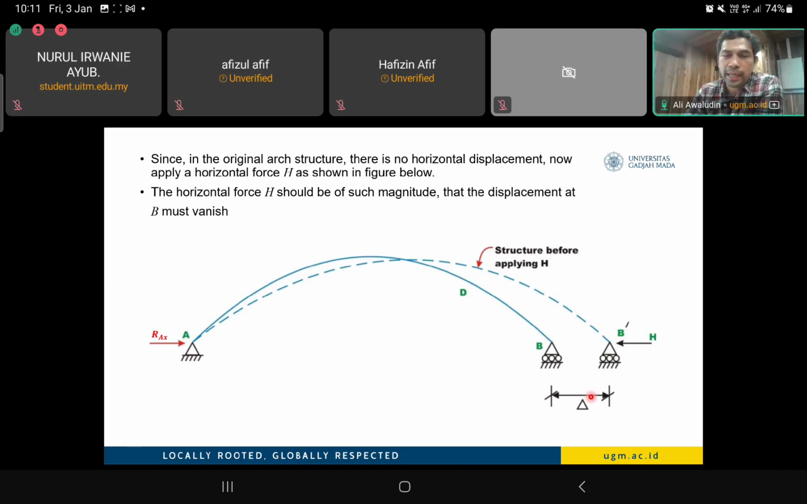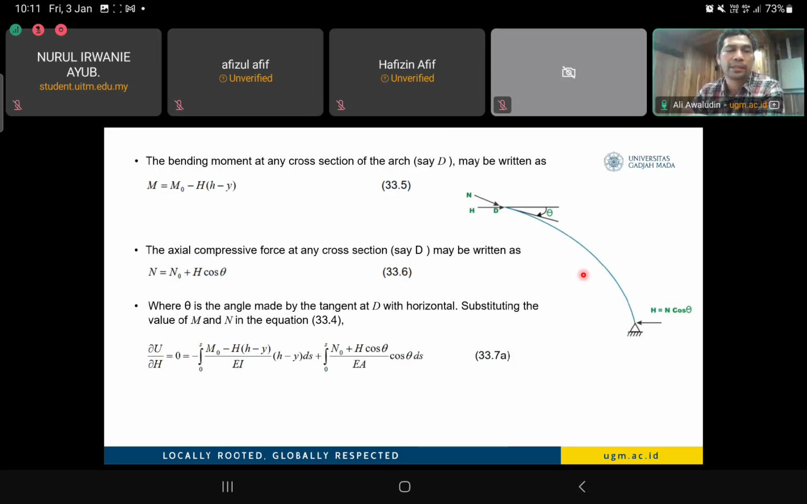We don't care much about delta, the distance from point B to B action. We don't have it in mind, but we want to know what the force H is that could restore point B action to B. So finally we will come to our initial structure, which is the two hinge arch system.